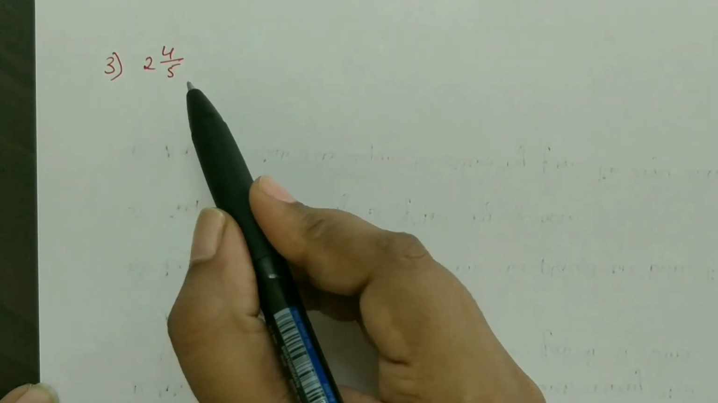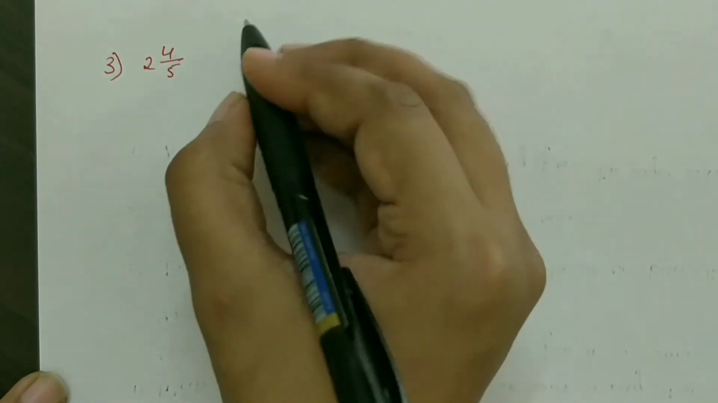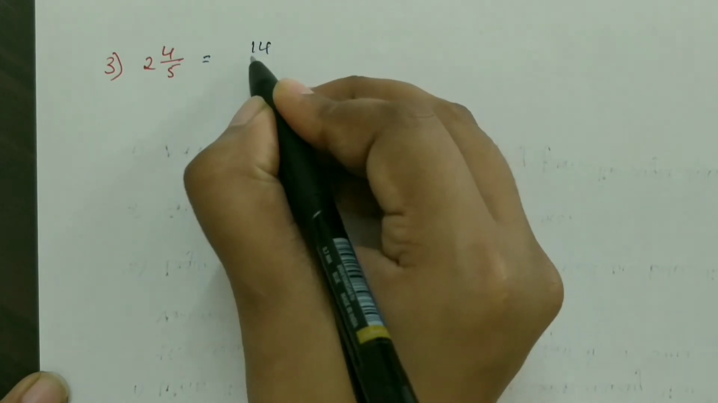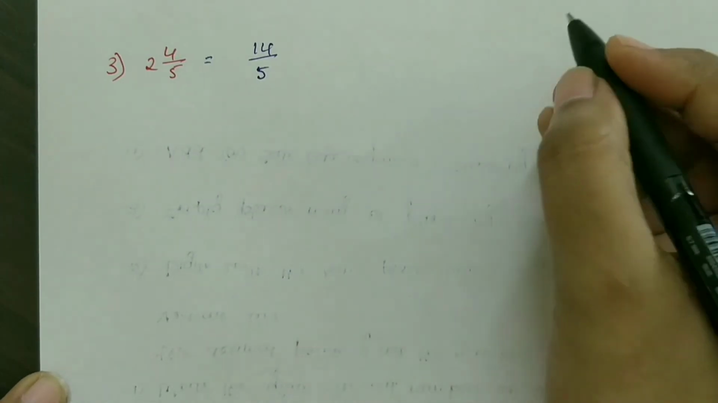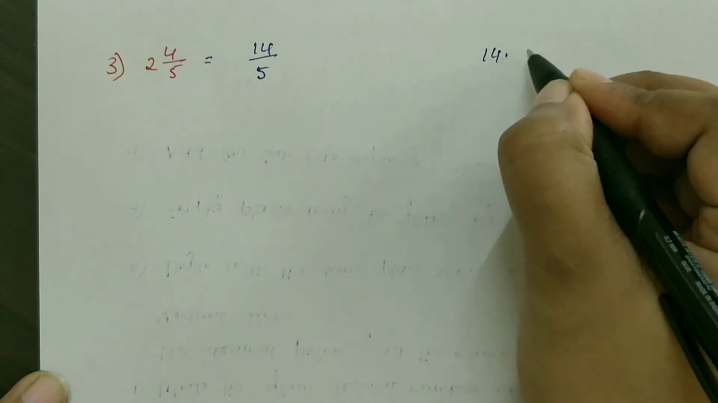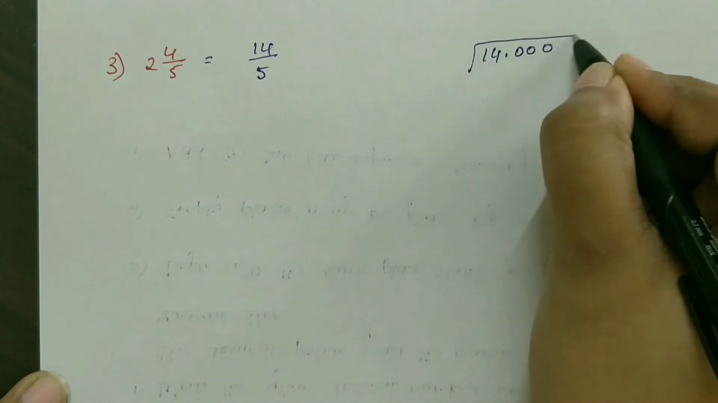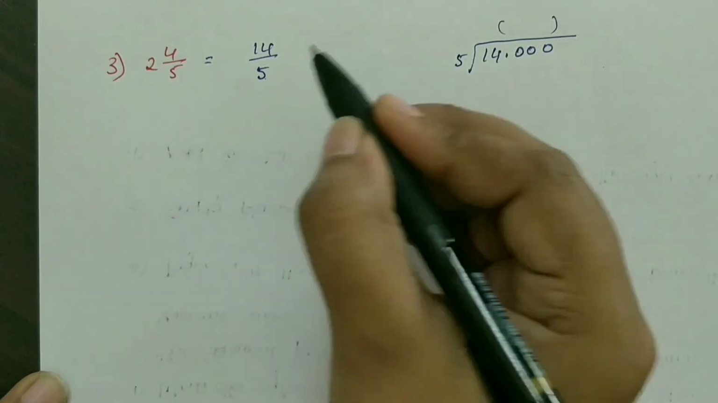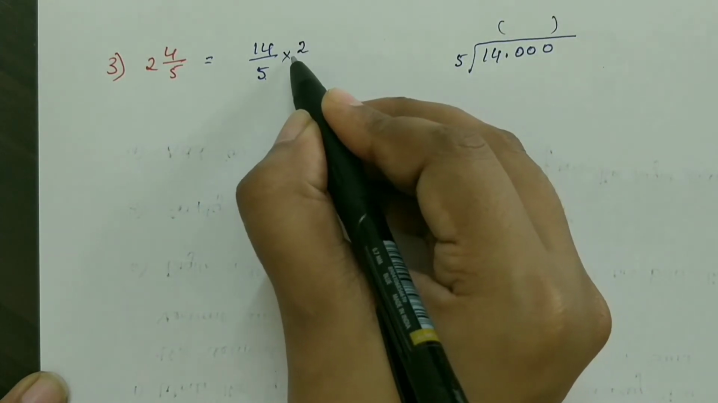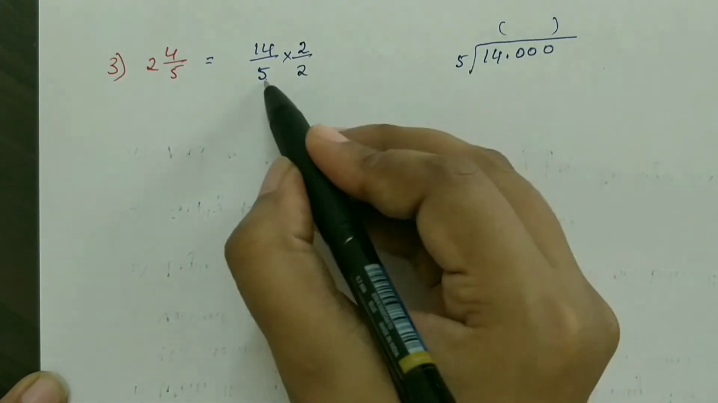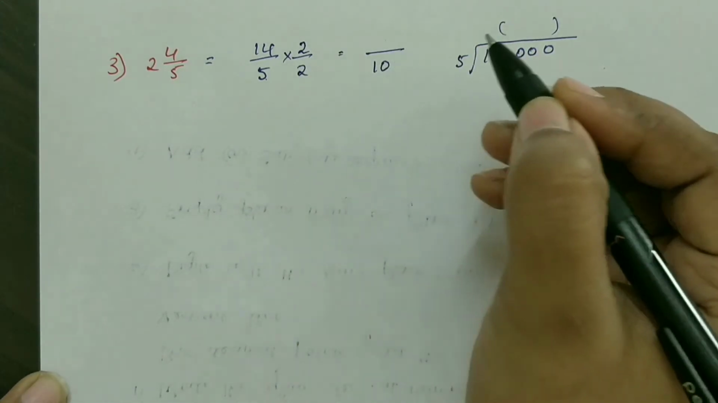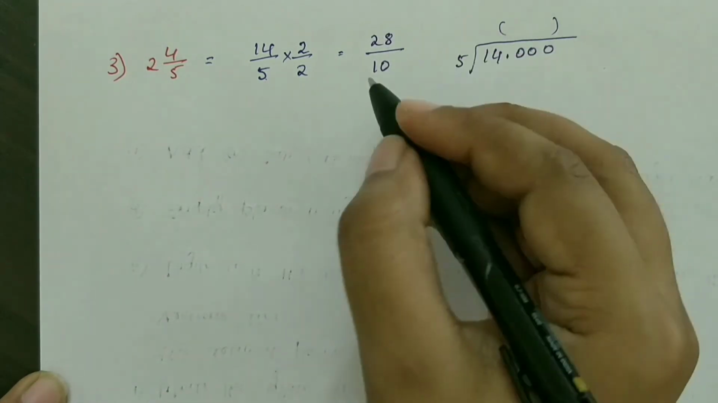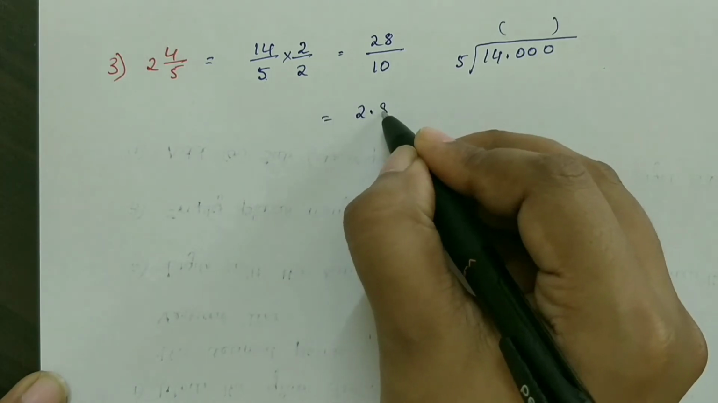Convert the mixed fraction into a decimal number. So it is equal to 5 2s are 10 plus 4, 14 by 5. Now we can write the equivalent decimal of 14 and divide by 5, or else, if we multiply and divide by 2, 5 2s are 10, 10 in the denominator. So simply we can write it as 2.8.